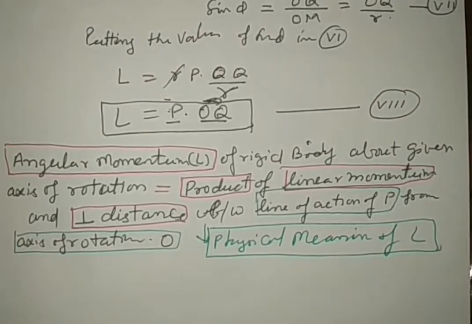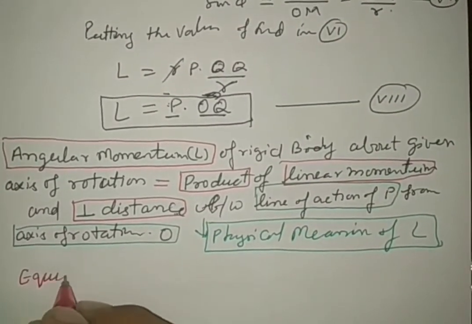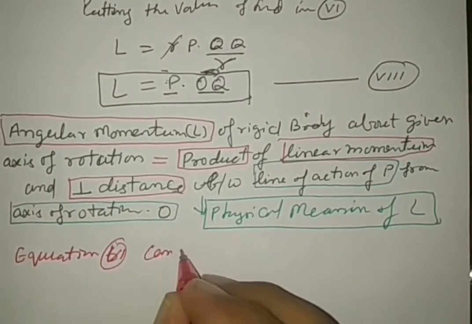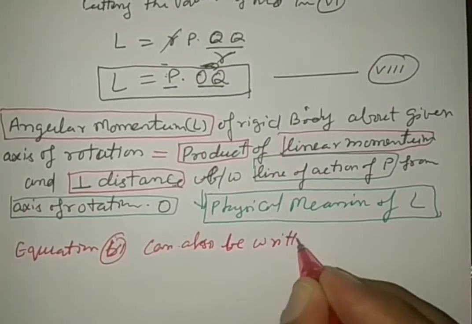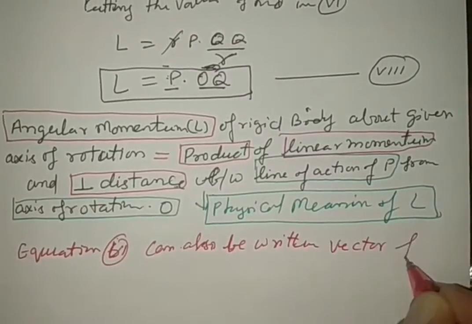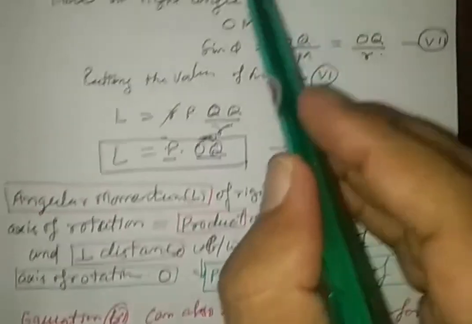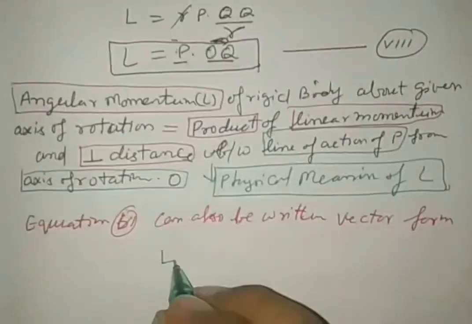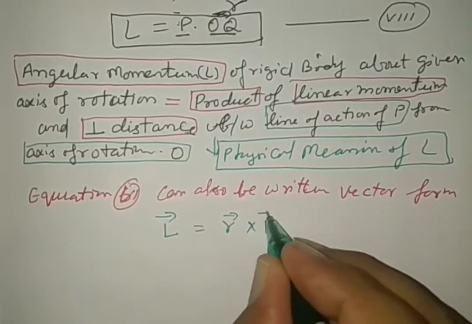Right? One more thing keep in mind. Equation 6 can also be written in vector form. See the vector form. First of all, see the equation 6. Focus here. L is equal to Rp sin phi. L is a vector quantity. It is cross product of two quantities, R cross P.